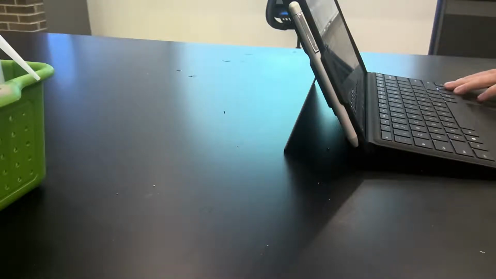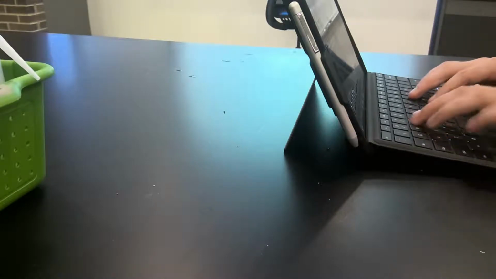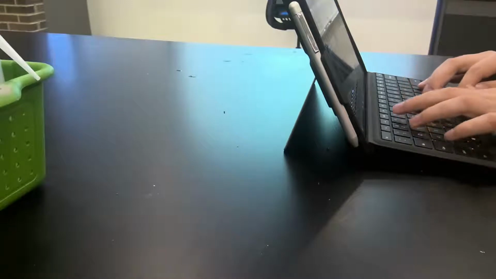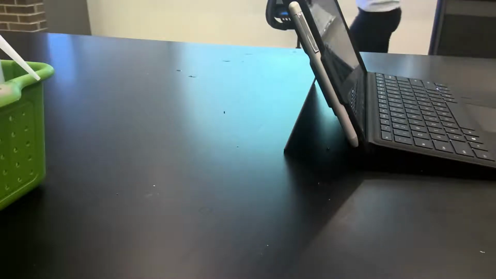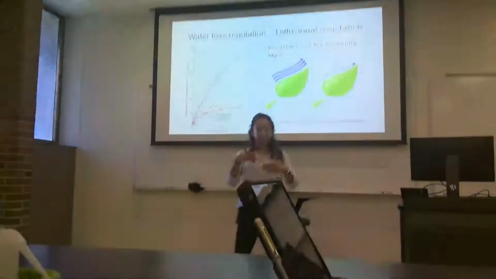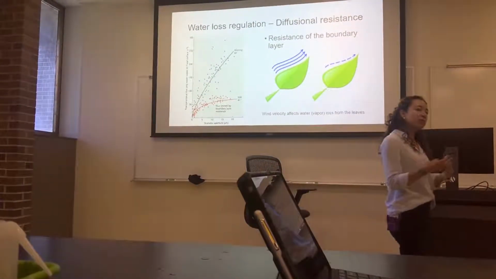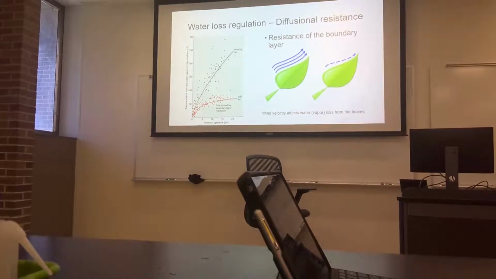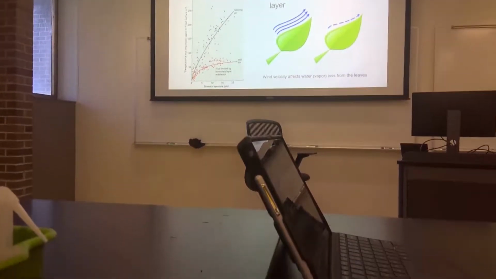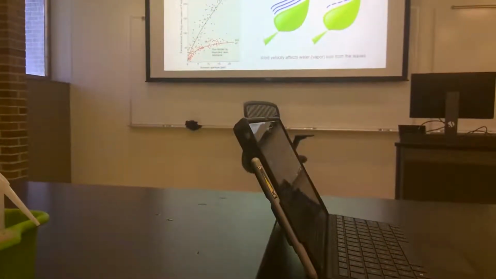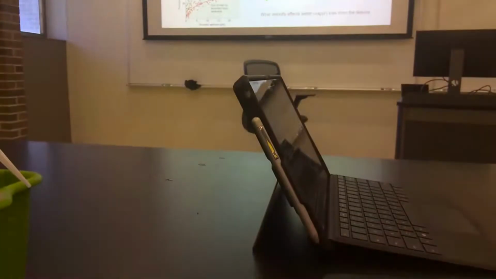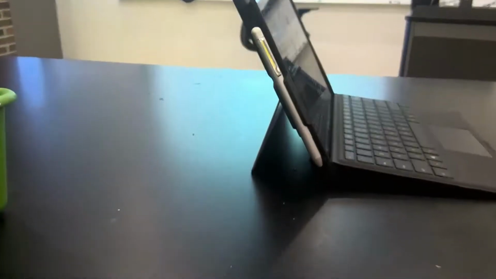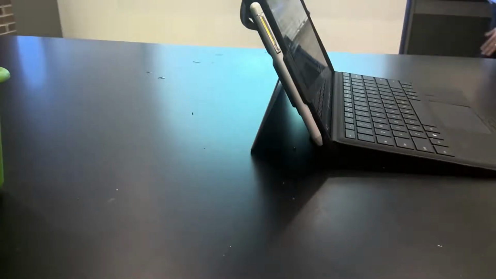The wind velocity affects how much water is lost. Think about it: if you open a door, how much flows in and out of that door also depends on the wind outside. So which scenario is going to make a leaf lose more water? One leaf surrounded by still air, or a leaf surrounded by moving air? Moving air, yeah.